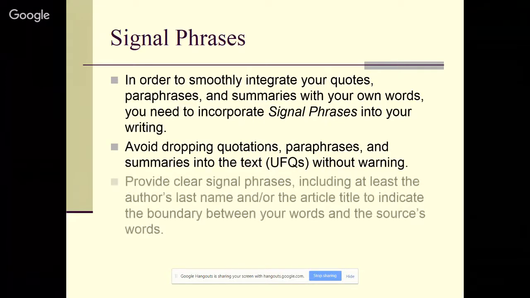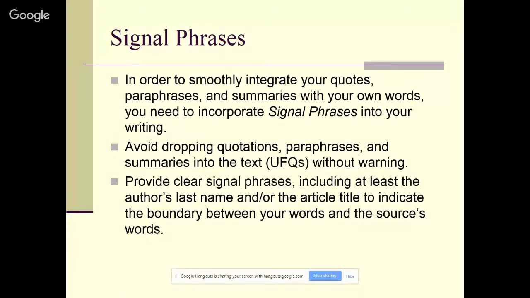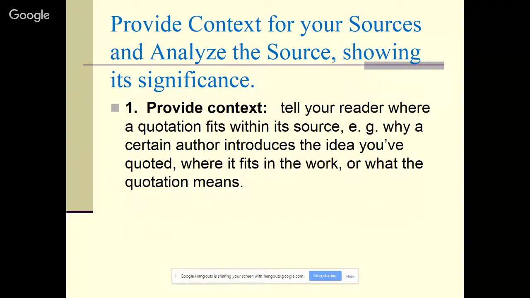your paper. Provide clear signal phrases, including at least the author's last name and or the article title to indicate the boundary between your words and the source's words. So according to Smith, he says, blah, blah, blah. You're tipping off the reader that you're using information that didn't come from you. So you can create a synthesis between your ideas and the ideas of the source material.